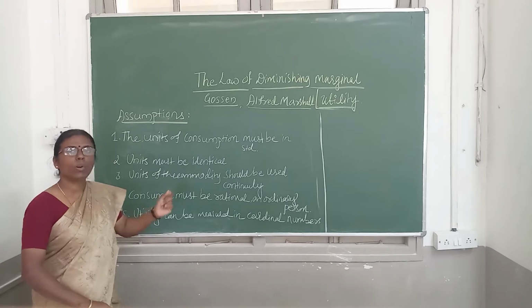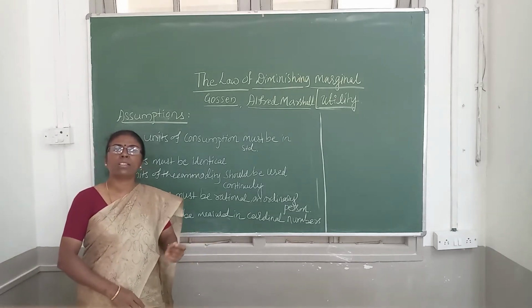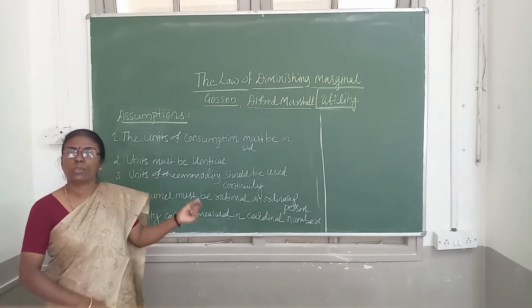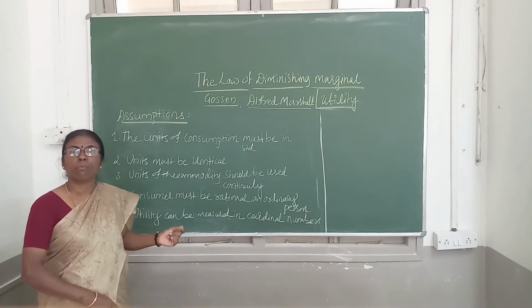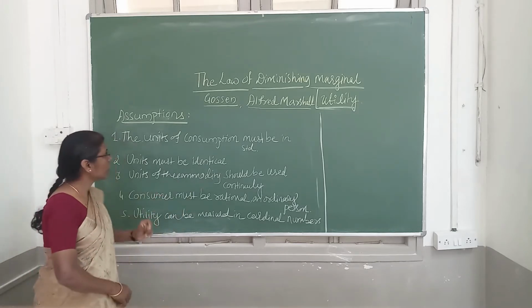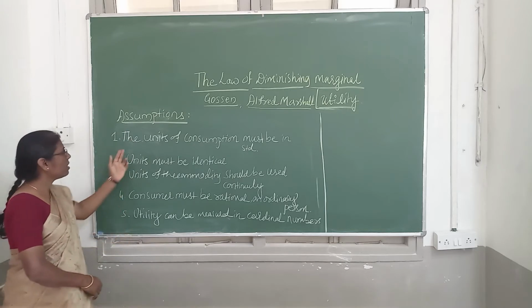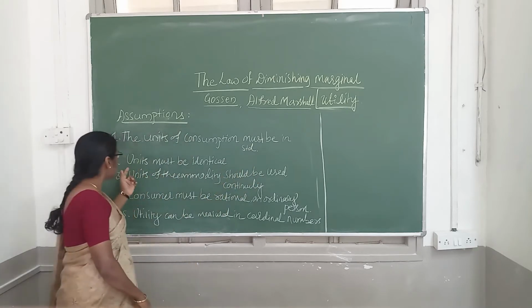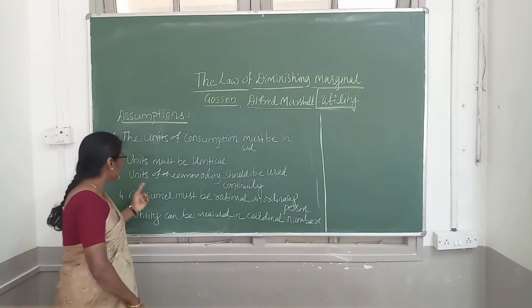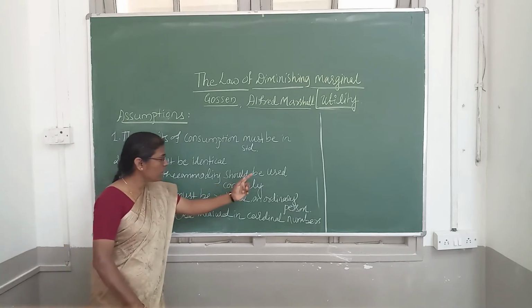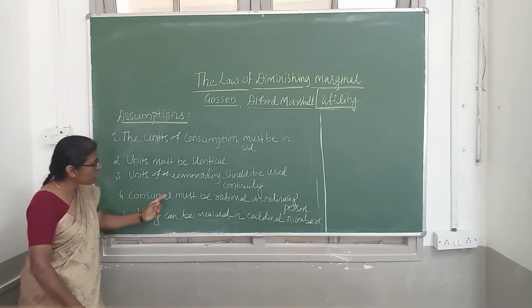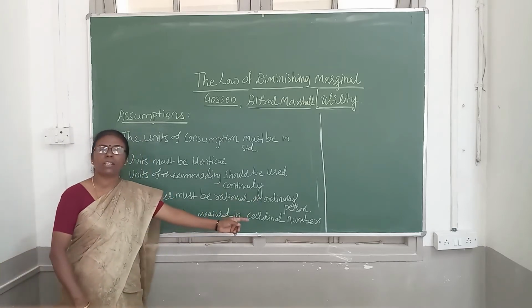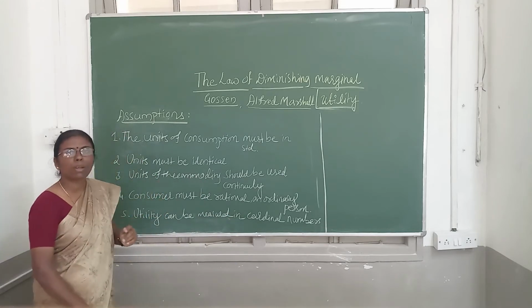As we all know, economic laws and theories are based upon given assumptions. So it is better first to understand the important assumptions of the law. There are a few assumptions given here. The first: the units of consumption must be standard. The second: units must be identical. Third: units of the commodity should be used continuously. Fourth: the consumer must be rational or an ordinary person. Fifth: utility can be measured in cardinal numbers. Let us discuss one by one in detail.